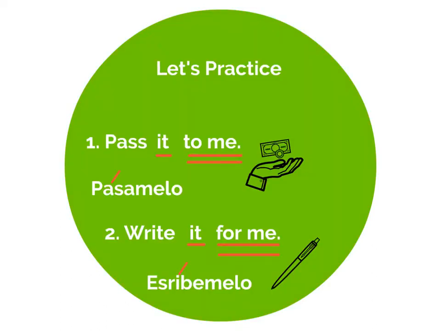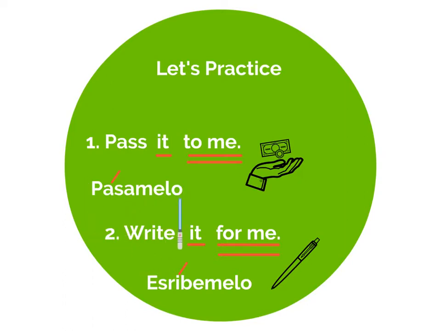Okay, so let's practice. Pass it to me. We said earlier that to is an indicator for indirect object pronouns, and I told you to underline the IDOPs 2 lines. So pass it to me. It will be the money. Money is masculine and singular. Pásamelo.